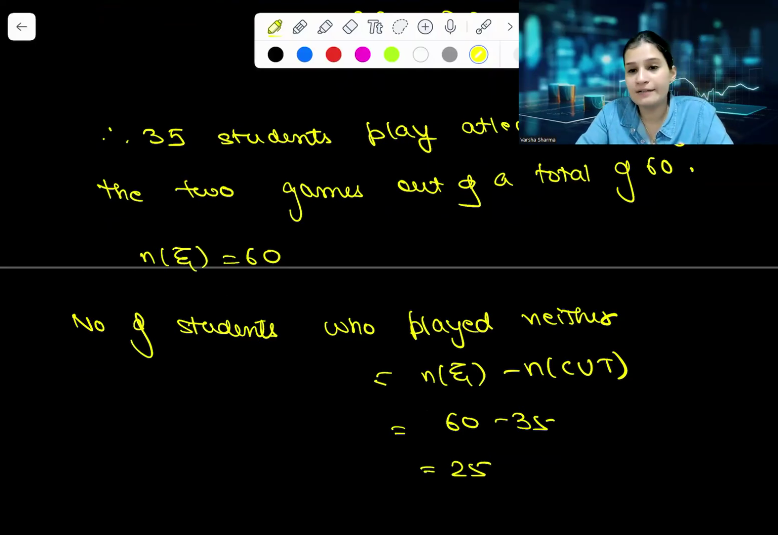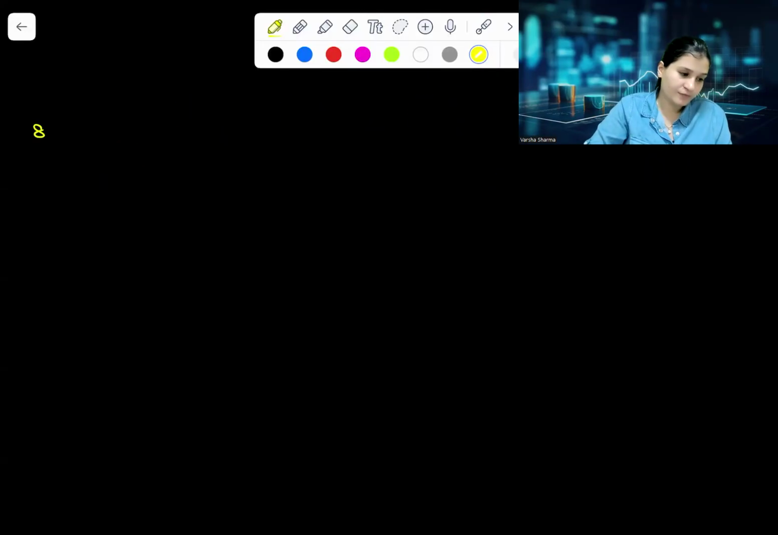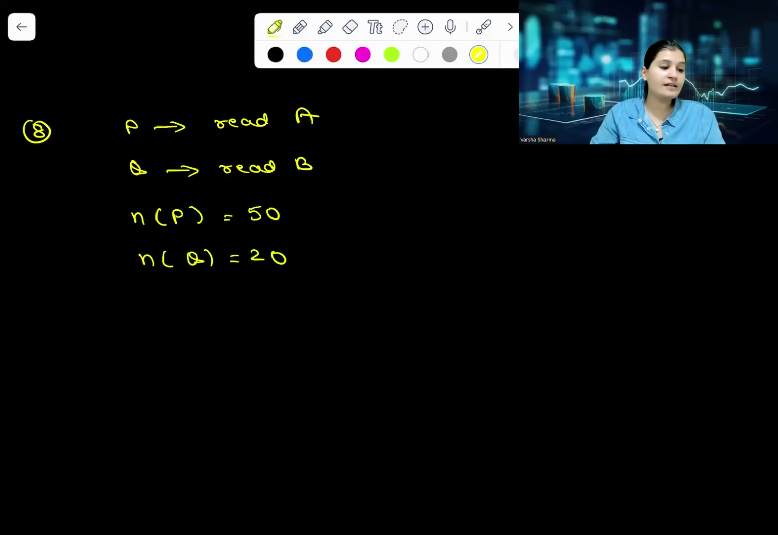Please try 8, 9, 10, 11. Question number 8. In a group of people, 50 read newspaper A, 20 read newspaper B, and 10 read both. So let P be the set of people who read newspaper A, and Q be the set of people who read newspaper B. So according to the question, the number of people in set P is 50. The number of people in set Q is 20, and 10 read both. Both is intersection.